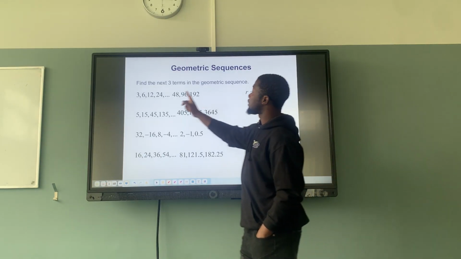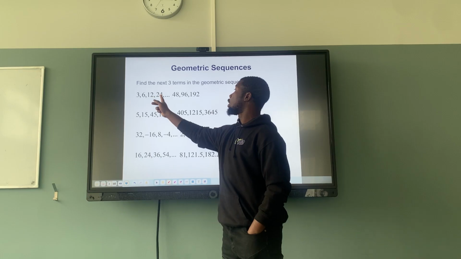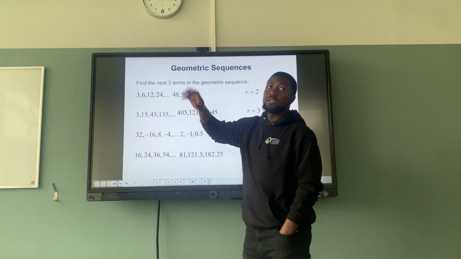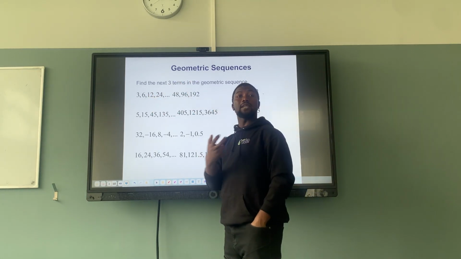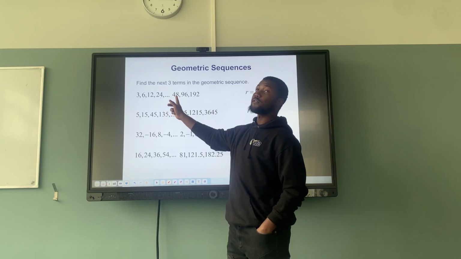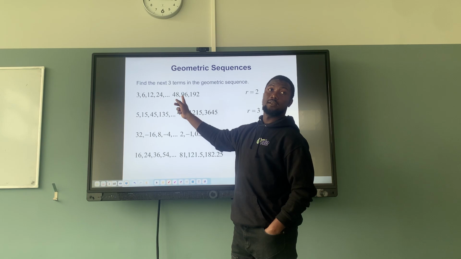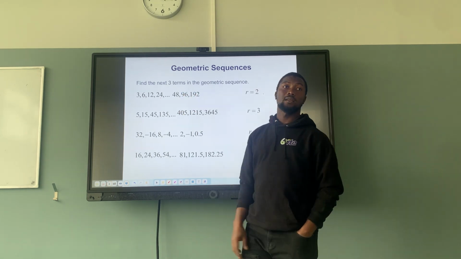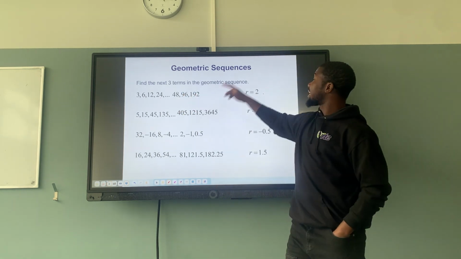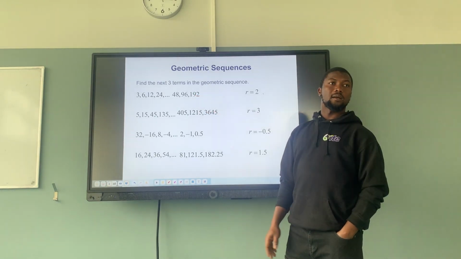The common ratio here is 2. 6 divided by 3 is 2. If you like, 12 divided by 6 is 2, or 24 divided by 12 is 2. That gives you the common ratio. Once you get the common ratio, multiply it by the last term. 2 times 24 gives you 48. 2 times 48 gives you 96. 2 times 96 gives you 192. So if you want to get the next term to this one, you multiply 192 by 2 to get the next one. And that continues.